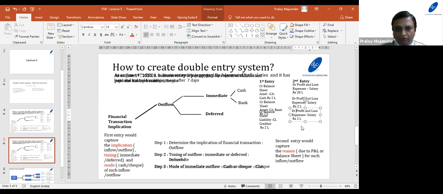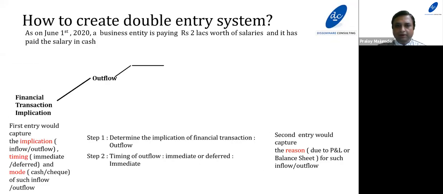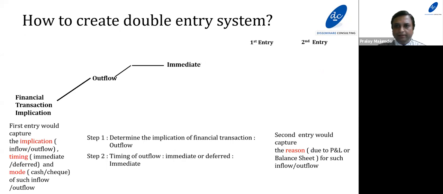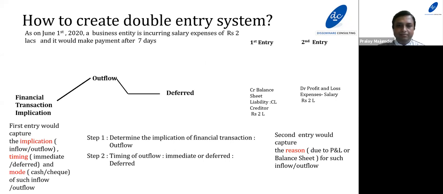So what we have discussed here is how we are calculating the outflow. Let us look at it. We'll go back to the deferred one again, and then we explain. Now, if you look at it, this is credit balance sheet, liability, current liability, creditor, and debit profit and loss, expenses, salary of 2 lakhs.